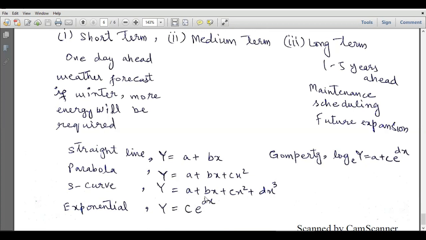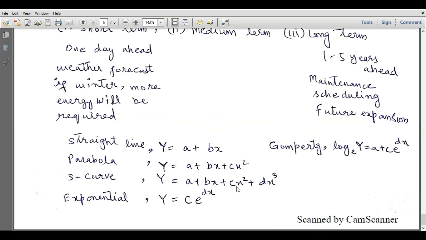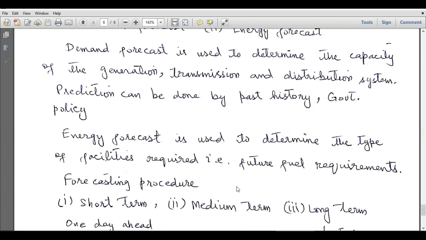And all of these methods are available for load forecasting, and we have to select the appropriate method by looking at the historical load variation curve. So if the previous 10 years curve is undergoing straight line variation, then we have to use the straight line extrapolation method for the future prediction as well, and vice versa for the other methods. So I hope you have understood the concept of load forecasting in this lecture.